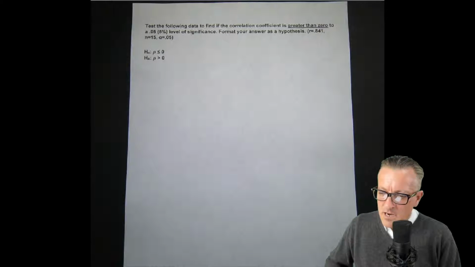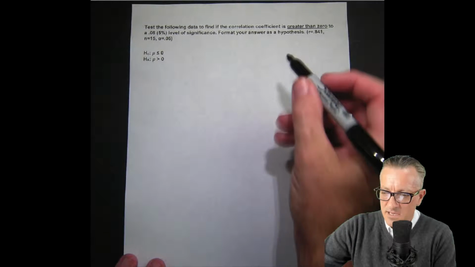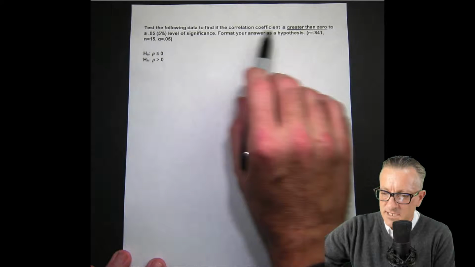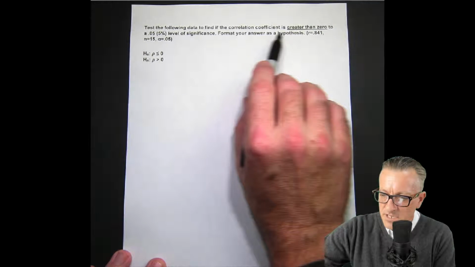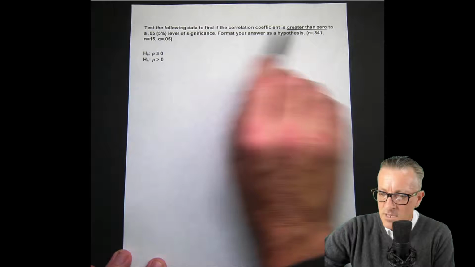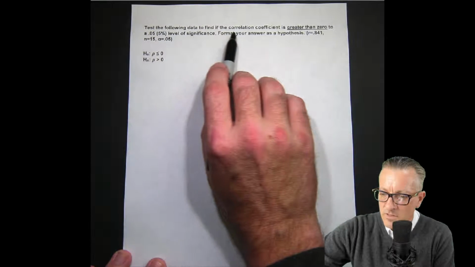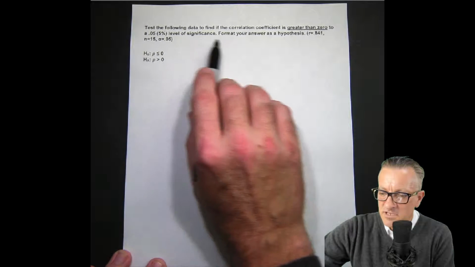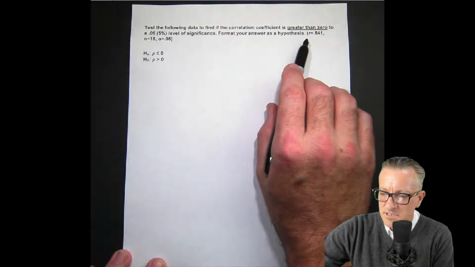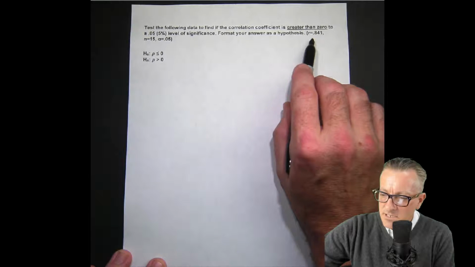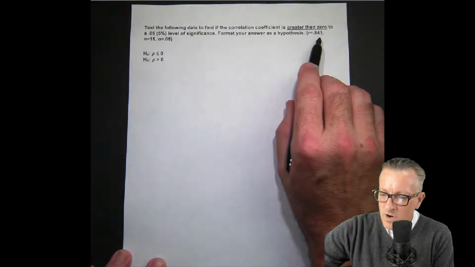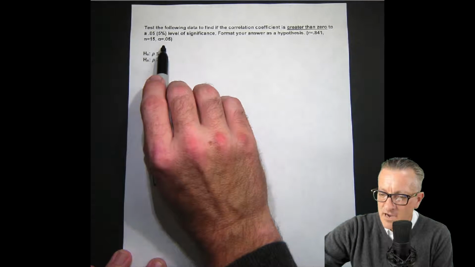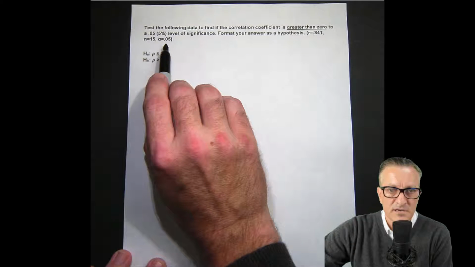Okay, we'll get started. Now, this test looks obvious because the question is, we're testing to see if the correlation coefficient is greater than 0. It says, test the following data to find if the correlation coefficient is greater than 0, to a 5% level of significance, and format your answer as a hypothesis. So R is 0.841, N is 15, and alpha is 0.05, which is the significance level.